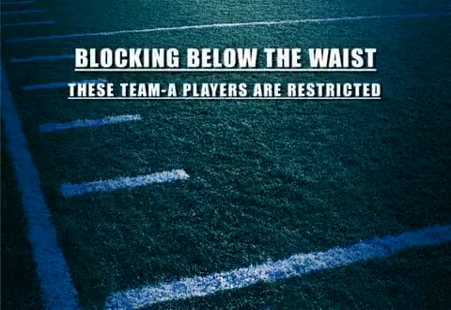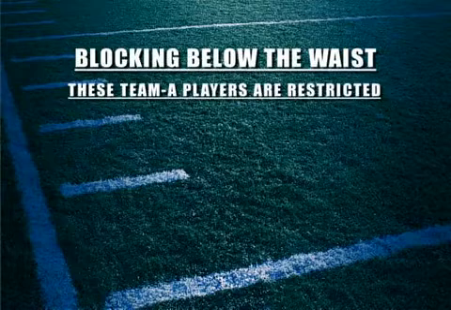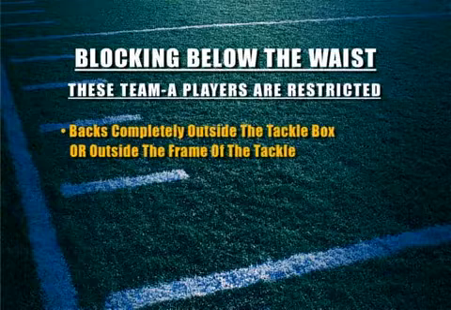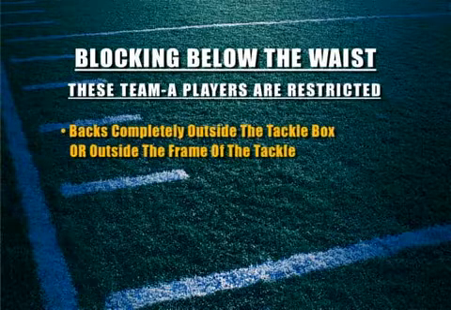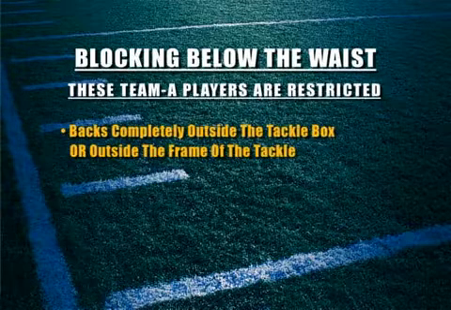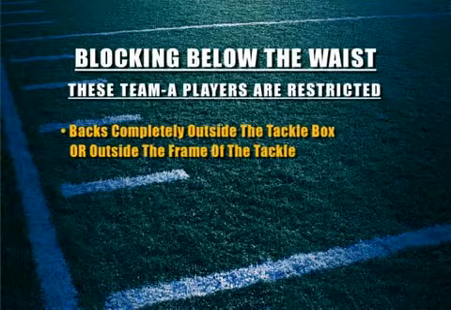We're going to talk about players on the offensive team that are restricted from blocking below the waist and those that are not restricted. These are the players that are restricted. If a player's lined up in the backfield, he's outside the tackle box, or he's outside the frame of the tackle, the second lineman from the snapper, then he's restricted. And what that means is this: in a tight formation, you might have the tackle box is 5 yards on either side of the snapper.